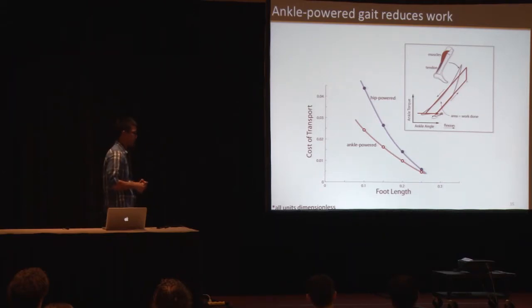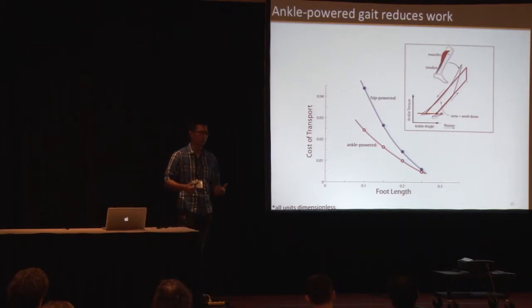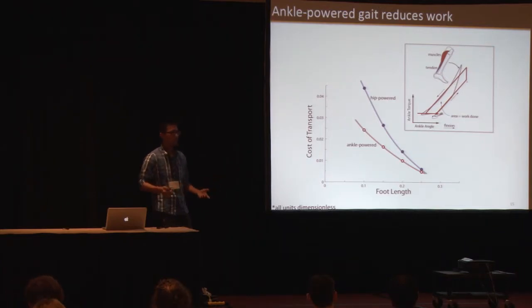What happens here? When we have hip power gait, we use gravity to compensate for the collision loss. But gravity is always directed in the same direction. So that doesn't help us to redirect our center of mass. But if we have an ankle power gait, the ankle work can help us to redirect the center of mass, so the collision can be less.